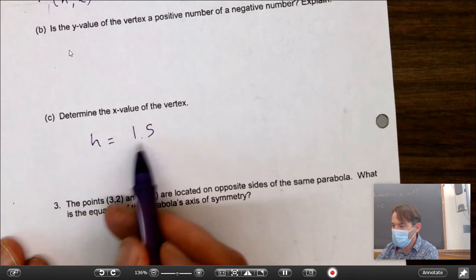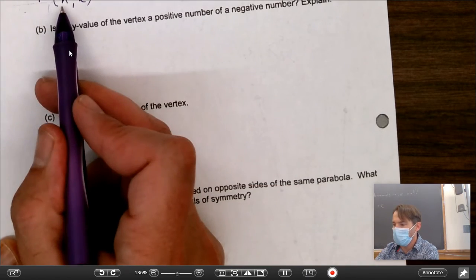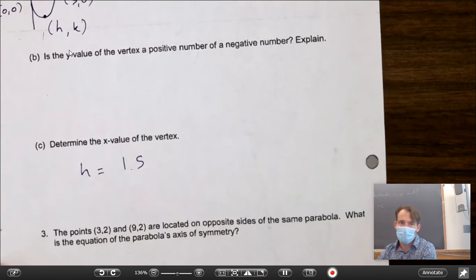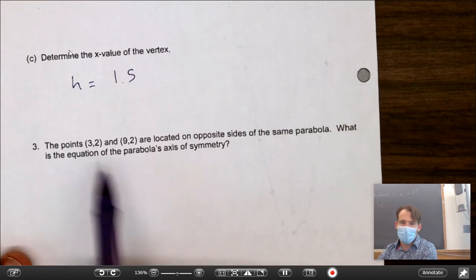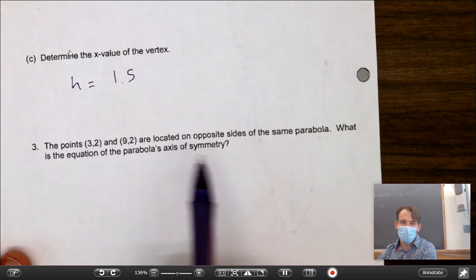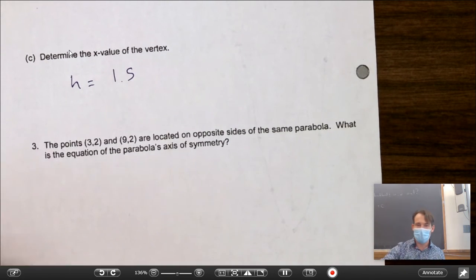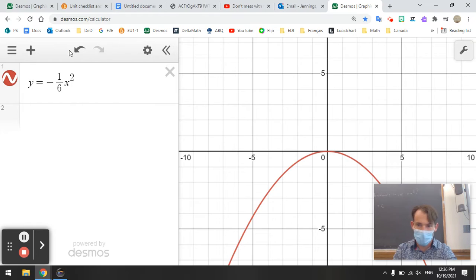And if you're saying h is equal to 1.5, that's really good because you remember that we usually use h and k as the coordinates of the vertex. So that's cool. And then here, if 3, 2 and 9, 2 are on opposite sides of the same parabola, let's see if you can tell me the equation of the axis of symmetry. I'm going to do one more thing before I stop the video and let you people work on your own.